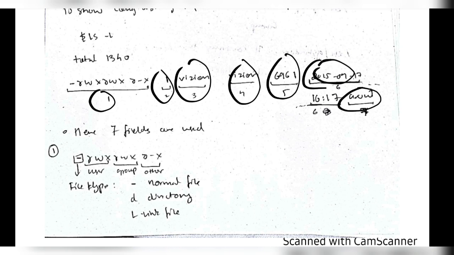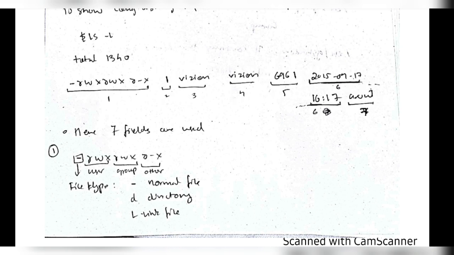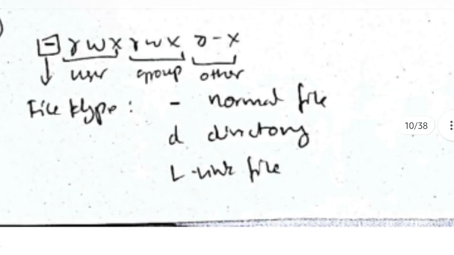Field 6 continues from here till here. Okay, so this is about the date time. Let's discuss what are the 7 fields. Very important. The first field is this one. So this I have copied here, and let's discuss what does this include.